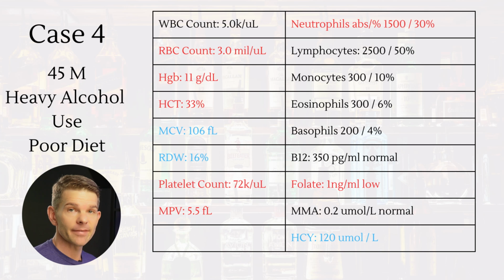Case 4 is a 45-year-old man who drinks 4 beers daily and has done so for 15 years. He has a very poor diet, so what do you see? To start, he has a low hemoglobin and a high MCV again, aka macrocytic anemia, and this again narrows the differential to B12, folate, and alcohol-related anemia. His RDW is slightly high, folate is low, homocysteine is high, and MMA is normal. So what does he have?